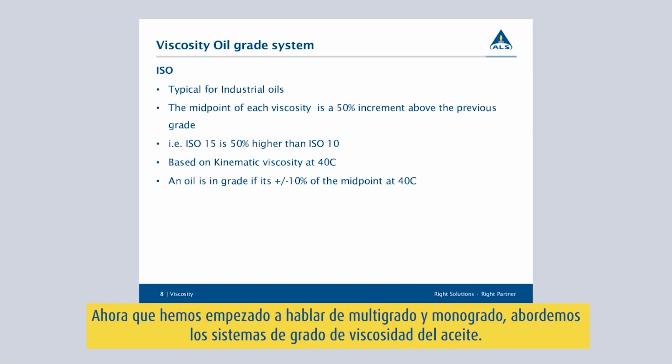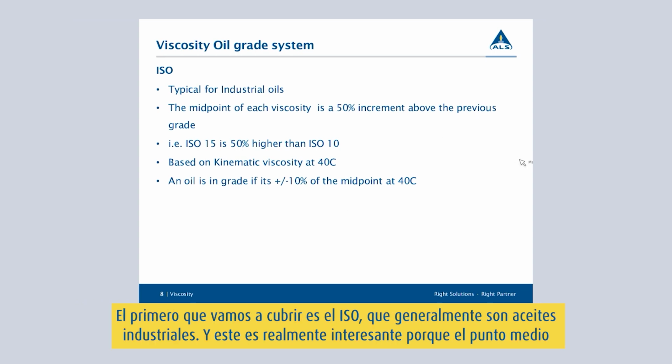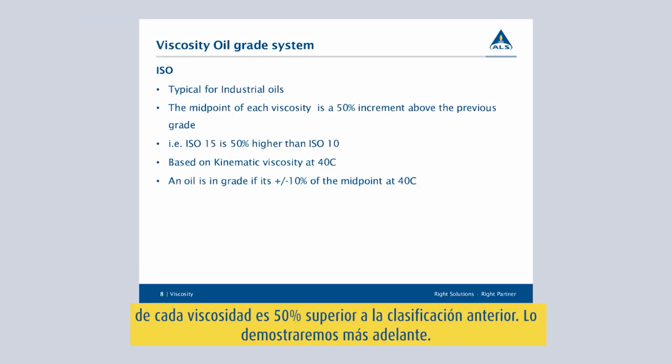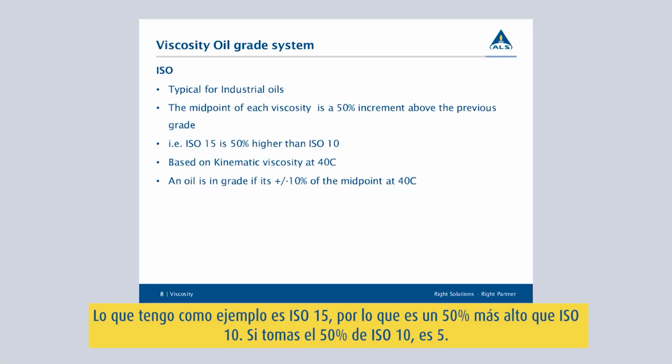So now that we've started talking about multi-grade and straight grade, we start to talk about the viscosity oil grade system. The first one we're going to get into is ISO, which is typical for your industrial oils. This one's really cool because the midpoint of each viscosity is a 50% increase above the previous grade. I've got a slide coming up next that'll really demonstrate that, and the one I have below as an example is ISO 15.